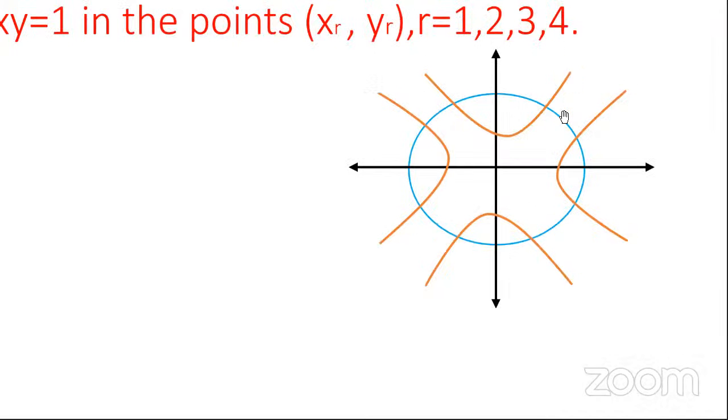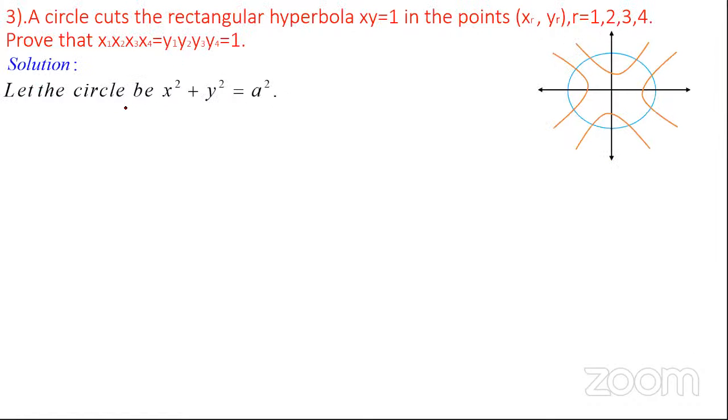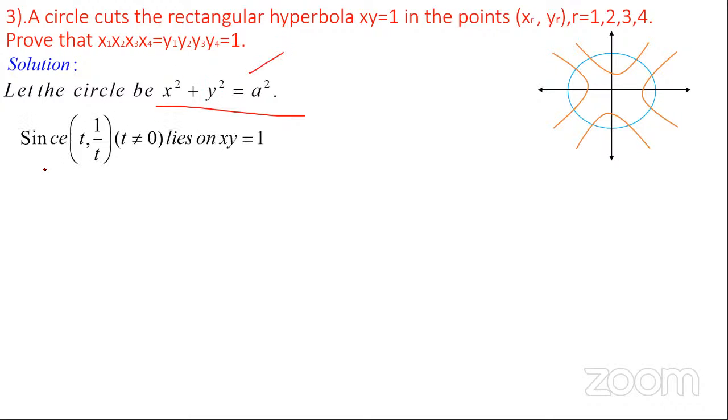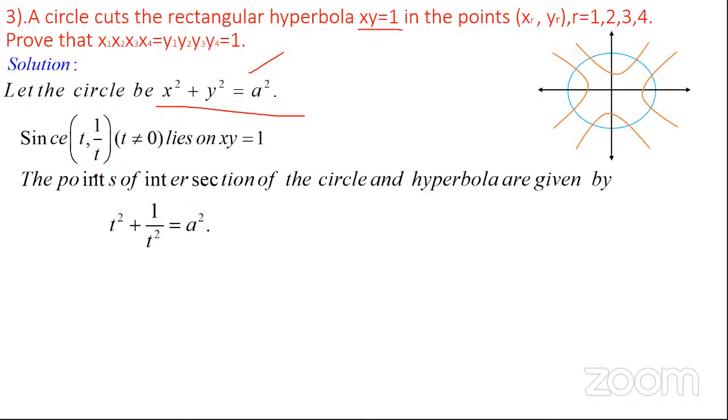This is the figure. Now I'm taking the circle equation with radius a, that is x square plus y square equal to a square. Then I'm taking the point t comma 1 by t, where t is not equal to 0, which lies on xy equal to 1. Since it is given that xy equal to 1, I'm taking the x value as t and the y value as 1 by t. Then the points of intersection of the circle and the hyperbola are given by substituting this point in this equation.